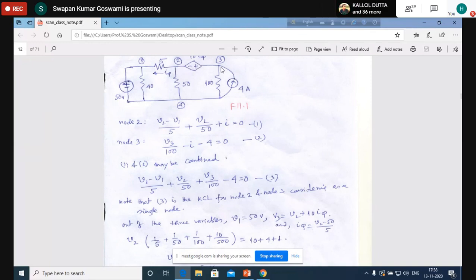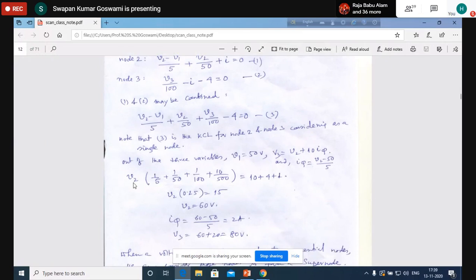What is V3? V3 is V2 plus 10 I5. Okay, V2, then this rise in voltage is equal to V3. So V3 equals V2 plus 10 I5. What is I5? I5 is (V2 minus 50) by 5. So everything is known. V3 can be represented in terms of V2, meaning only V2 remains unknown. From the single equation, you can find the value of V2, which is 60. Okay, is it clear?